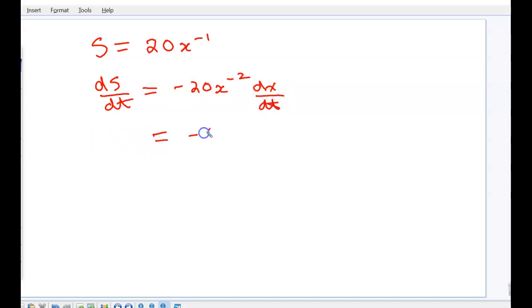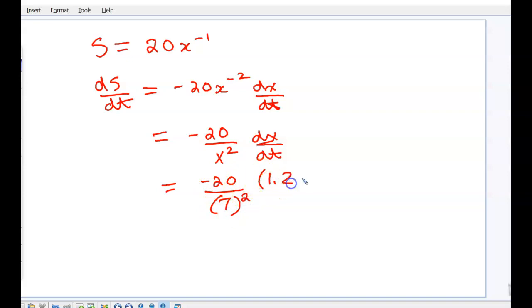So this is going to equal negative 20 over x squared times dx dt, which is going to be negative 20 over, well, at the instant he is 7 feet from the light, and the rate change is 1.2. And if you work this out, it works out to be a negative 0.499 meters per second. I believe I'll just double check that.